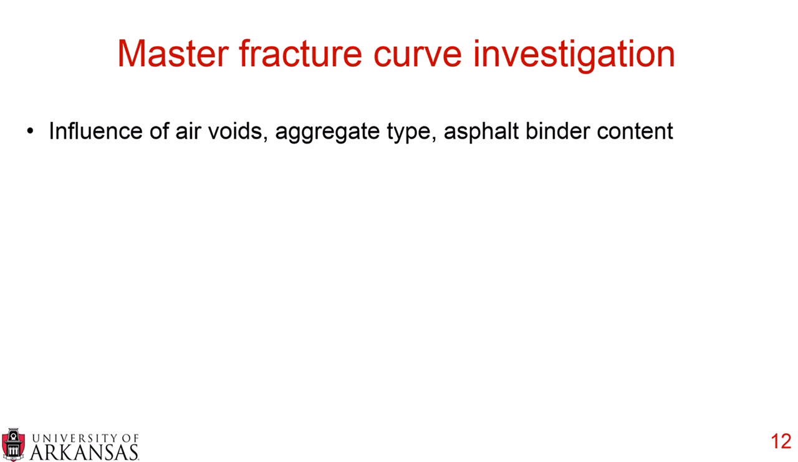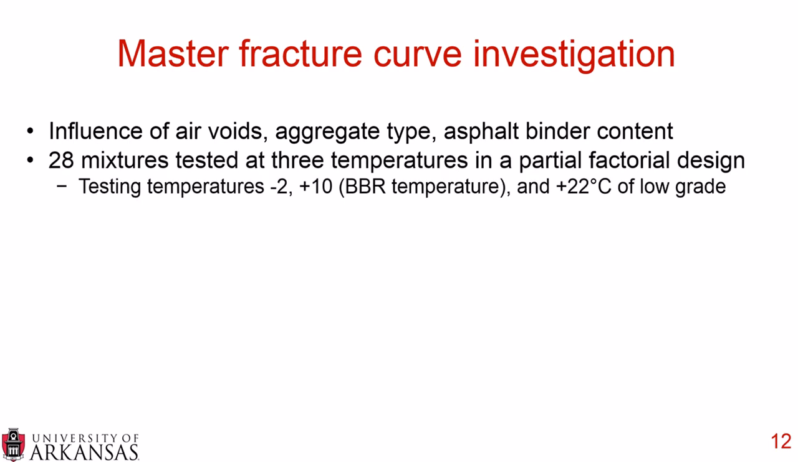In order to do this, we looked at the influence of air voids, aggregate type, and asphalt binder content. We tested 28 mixtures at 3 temperatures in a partial factorial design. So our testing temperatures were based on the low grade of the PG binder grade in each mixture, and we took that low grade, we subtracted 2 degrees Celsius, we added 10 degrees Celsius, which is the BBR temperature, and we added 22 degrees Celsius to that low grade.